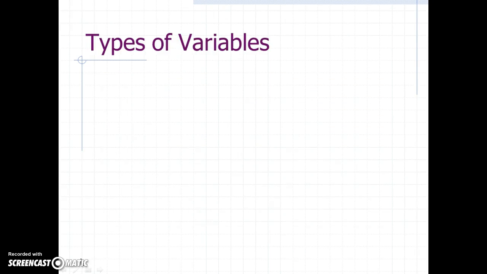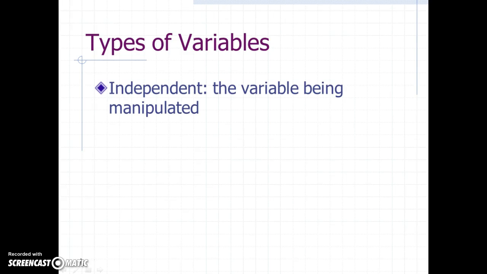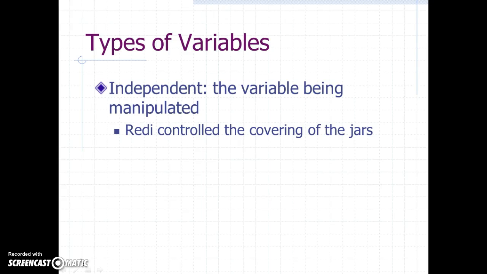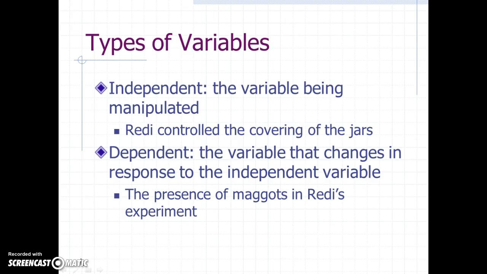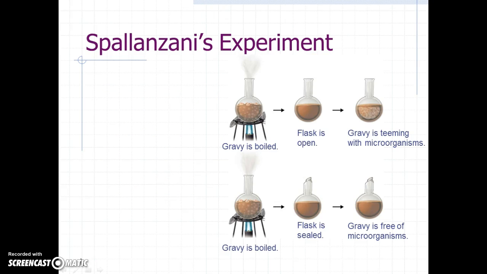Now, just a brief little sideline here, types of variables, so that we can look at some of the other experiments and know what the different variables are. We tend to call the variable that is being changed or manipulated the independent variable. In the case of Redi's experiment, that was the jar covering, the single thing that he changed. And the dependent variable is a little bit harder to understand. It's the one that changes in response. So sometimes it's called the respondent variable, but in this case it was the presence or absence of maggots.